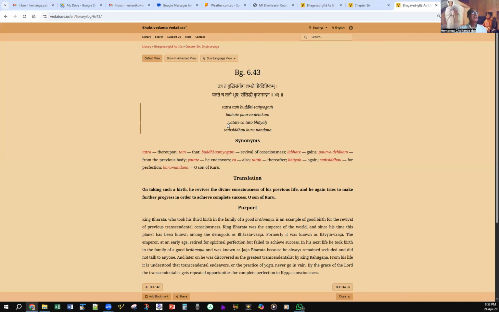Yatate means yatna karna, endeavor. So he will do endeavor. Cha tato bhuyah. Bhuya means again. The word bhuya is also used again and again in Shastras. So he will do yatna again. And finally, what will happen? Sansiddhi. Sansiddhi means perfection, Kurunandana. He will achieve perfection. So whatever he has achieved, say 5% in our example, in the previous deha, again he will do buddhi yoga, again he will do devotional service, and he will achieve sansiddhi.